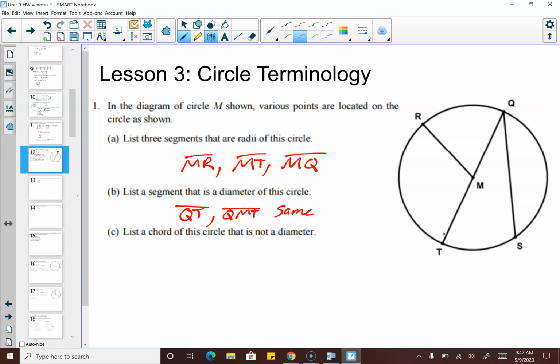And then list a chord of the circle that's not the diameter. Well, if it just said list a chord, you could repeat the diameter. But since it says not, then we need to find a segment that connects 2 points on the circle and does not pass through the center. In this case, that's going to be QS. All right, so QS is going to be our chord, connects 2 points on the circle without going through the center.